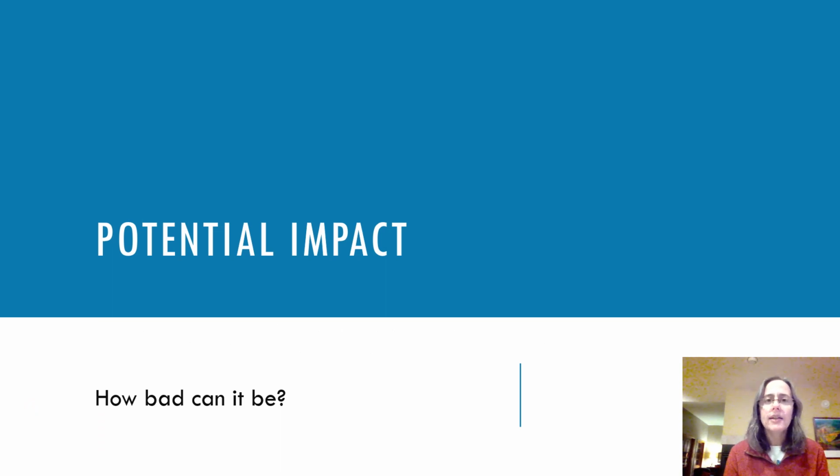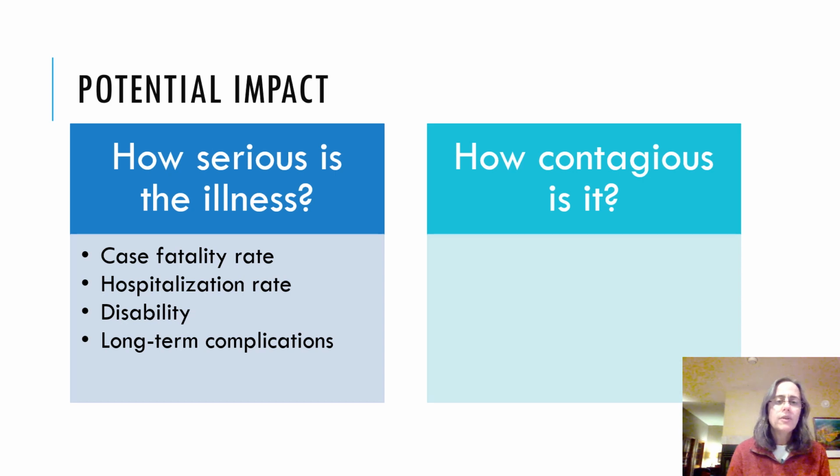All right, so our last section of part 1 is going to be: what's the potential impact of any given communicable disease? How bad can it be, right? How worried do we need to be about any particular infectious disease? That's going to depend on two things. One is how serious is the actual illness when you get it? We can look at that through your case fatality rate. We can look at that through hospitalization rate, what percentage of people who get the infection get hospitalized.